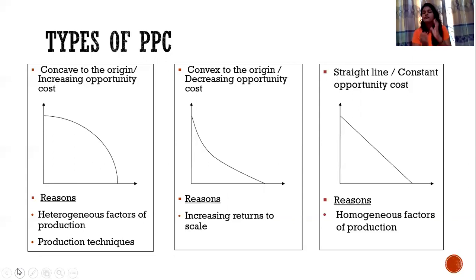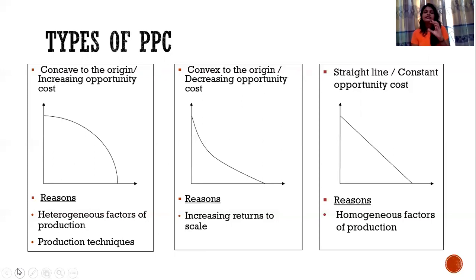Then you have convex to the origin or decreasing opportunity cost, and the reason for this is increasing returns to scale. Generally, large scale companies achieve increasing returns to scale. That is, in the longer term, they manage to reduce their cost, and that is how they achieve increasing returns to scale. So with increasing returns to scale, their cost reduces. That means their opportunity cost will also reduce. Clear?